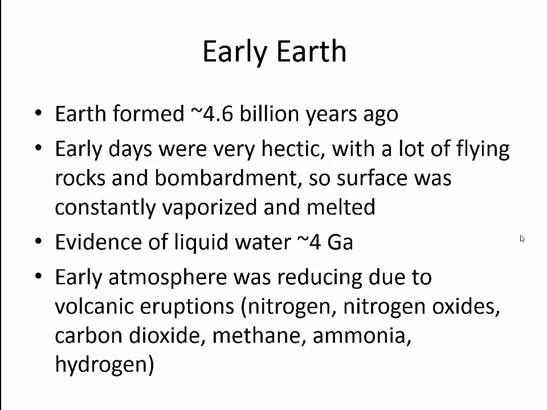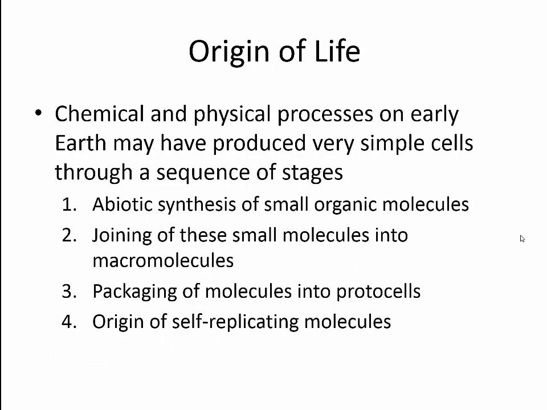Earth formed about 4.6 billion years ago. The early days were very hectic, with a lot of flying rocks and bombardment, so the surface was constantly vaporized and melted. So kind of hard to have liquid oceans at that time. But there is evidence of liquid water around 4 billion years ago. The early atmosphere was reducing due to all these eruptions of volcanoes, so it was mostly nitrogen, nitrogen oxides, carbon dioxide, methane, ammonia, hydrogen, all nasty stuff.